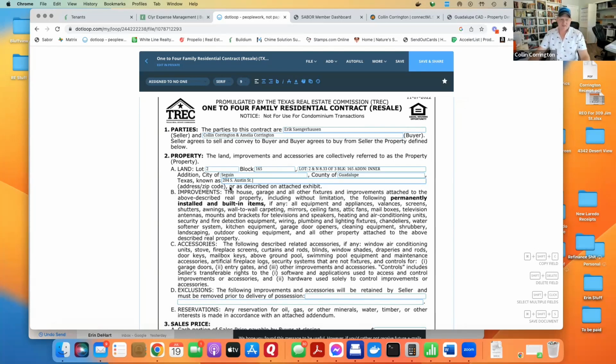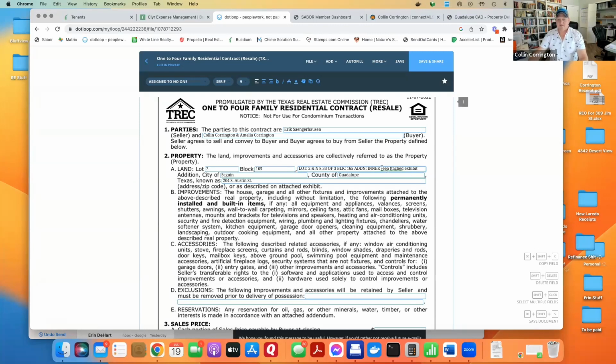If you notice in the contract, it also says, or as described on attached exhibit. That, guys, is if you have some weird bunch of land out in the middle of nowhere, and I can't really describe it well. So sometimes when you're selling land or a house way out in the middle of nowhere, it'll say, you know, the 15 acres adjacent to blah, blah, blah. If it's got some big, long description, it says right here, or as described. So what I would write in here is see attached exhibit.